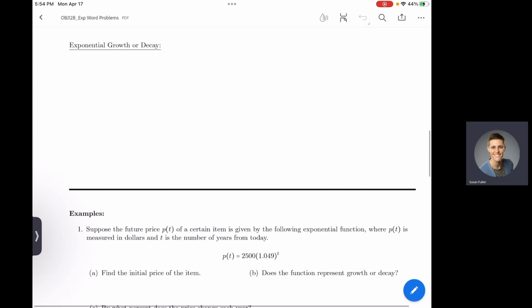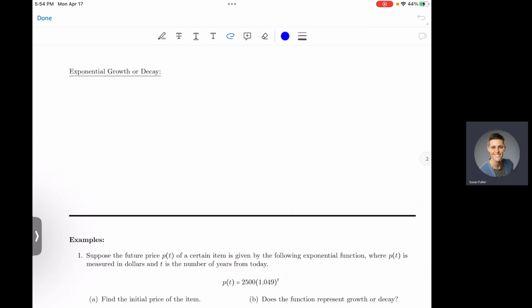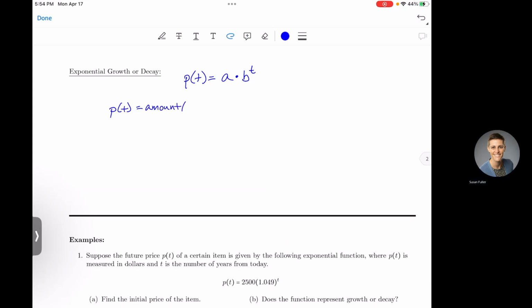So exponential growth or decay is basically an exponential function. It's going to look like P of t equals A times B to the t power. Again, this is your basic exponential function, a number times a base to a variable power.